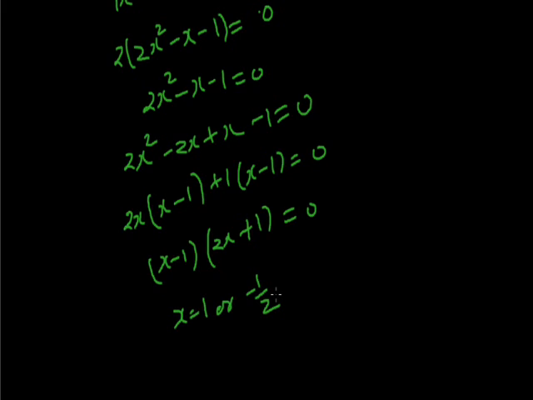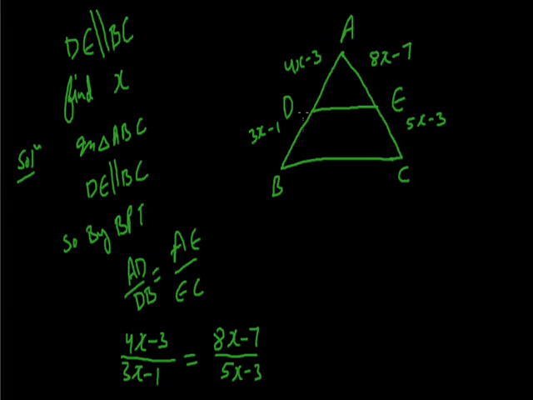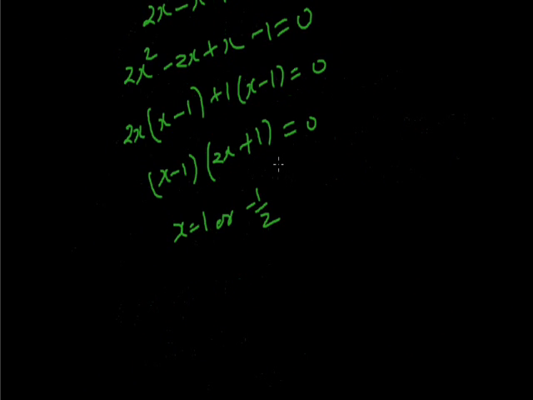Either x should be 1 or x should be minus 1 by 2. But when we put x equals to minus 1 by 2 in the length BD, we get the length of BD as negative. And we know that a length can never be negative, so we neglect the negative value of x. So we neglect minus 1 by 2. Our answer is x equals to 1.